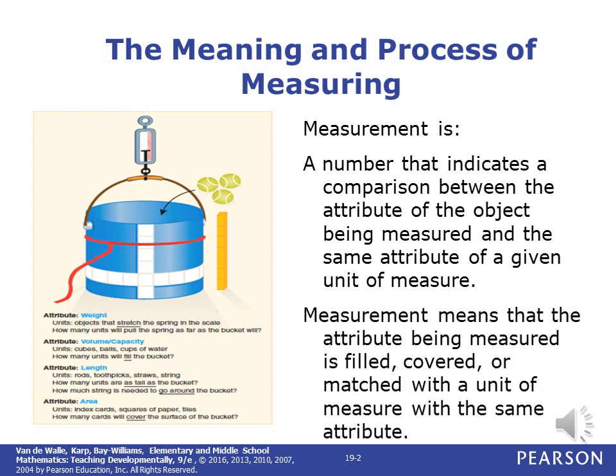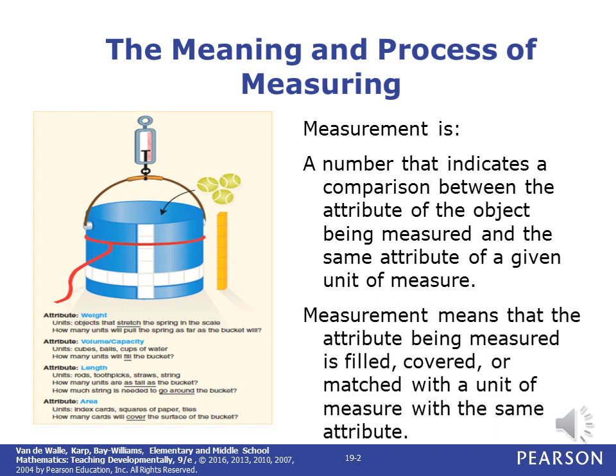Once students determine or are told the attribute to be measured, they can then choose a unit that has the attribute associated with what is being measured. Technically, a measurement is a number that indicates a comparison between the attribute of the object being measured and the same attribute of a given unit of measure. So we know that length might be measured in inches or meters, and volume might be measured in liters, for instance. So the attribute and the unit of measure correspond.